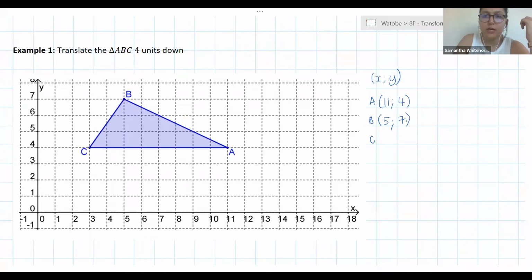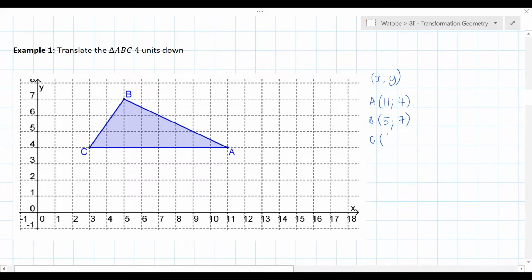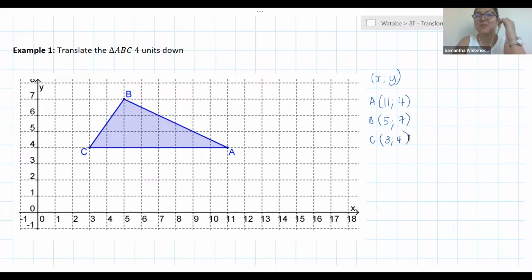Right, and Kulumo, tell me what C's coordinates are. Ma'am, it's 3 and 4. Excellent, well done. Right, guys, so we have got 3 and 4 as our coordinates for C.